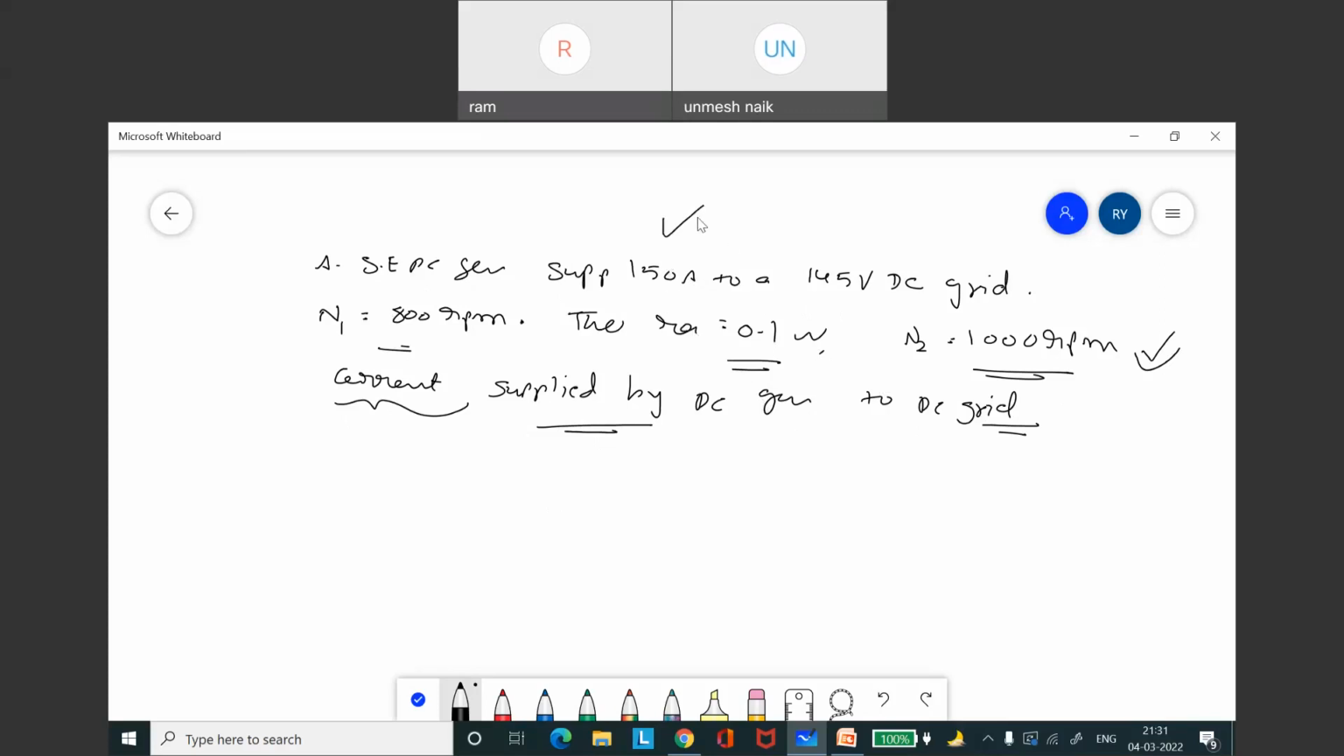So earlier it is 150 amp at 800 RPM. What will be the current at 1000 RPM? So draw the figure for the separately excited DC generator, and after that you have to find out the induced EMF using the KVL. Then we can use the earlier expression, pi Z by 60 into P by A.